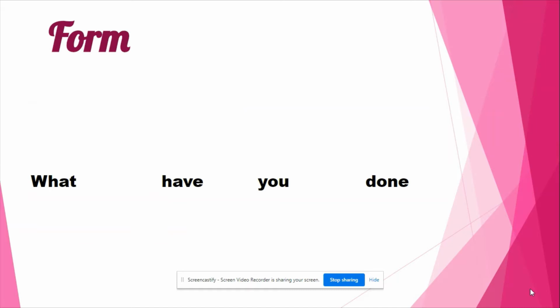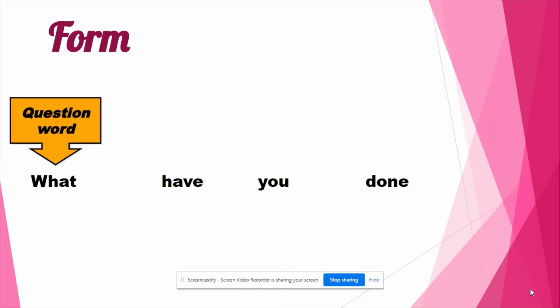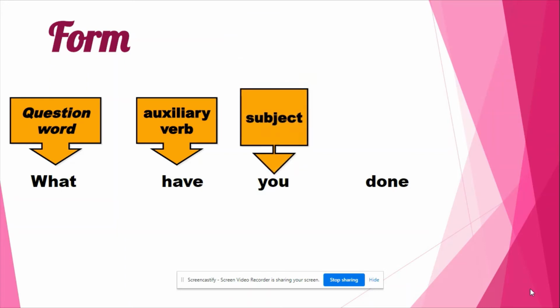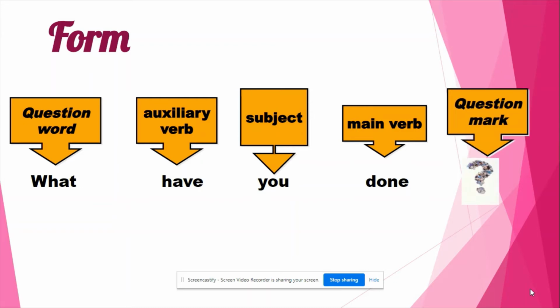So here we have it. This is a sentence that we have. What have you done? So there's something missing at the end, right? Okay, we'll get to that in just a second. So as I mentioned before, we need our question word, what? We need our auxiliary verb, have. We need our subject, you. And we need our main verb, done. And every time we have a question, we have to have a question mark.